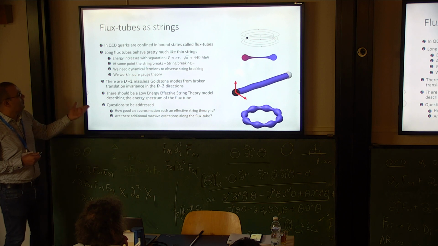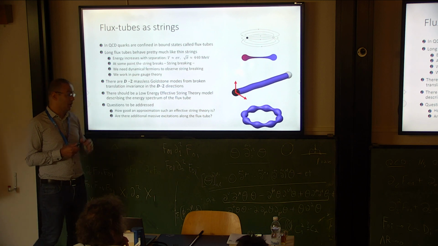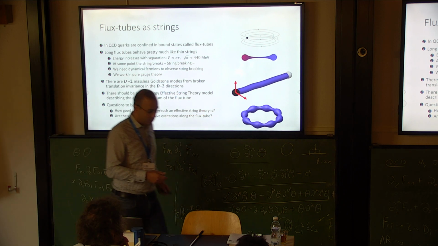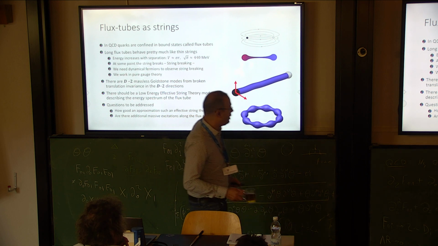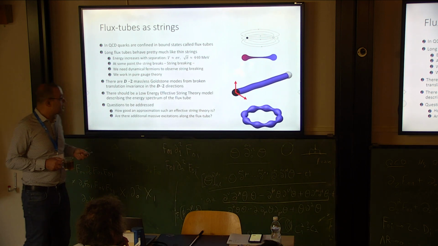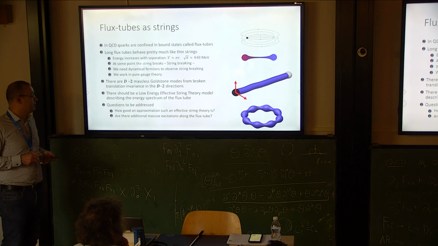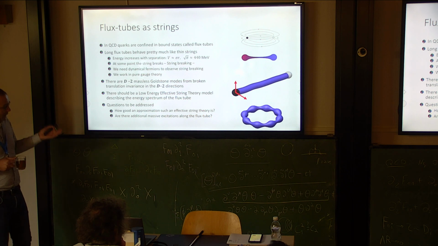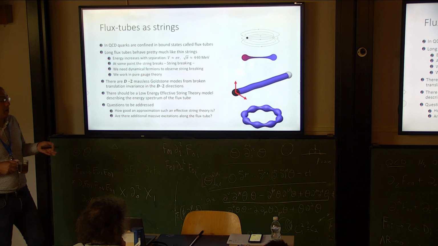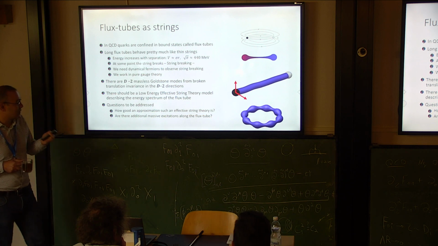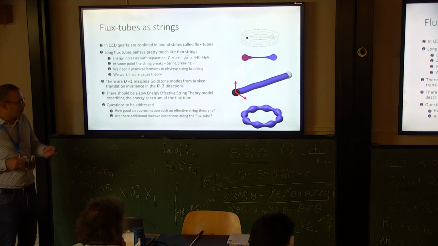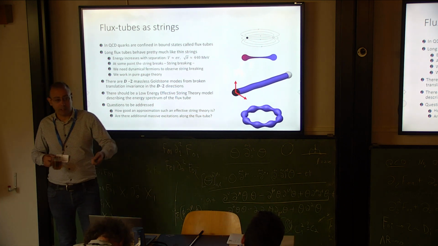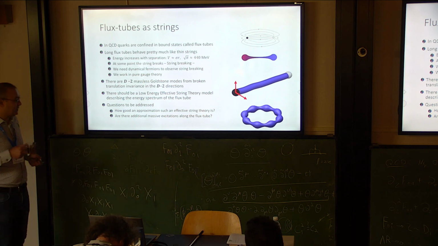Now, we know that there are d-2 massless Goldstone modes from the broken translation invariance in the d-2 directions, and therefore we would expect to have an effective string theory describing the spectrum of the flux tube. Now the questions to be addressed: is there such an effective theory? How good an approximation is such an effective string theory? And also we want to ask whether there are additional massive excitations along the flux tube. Of course, we already know that there are additional massive excitations.